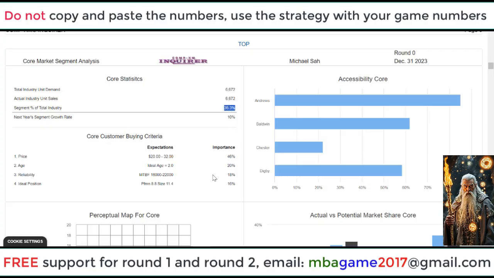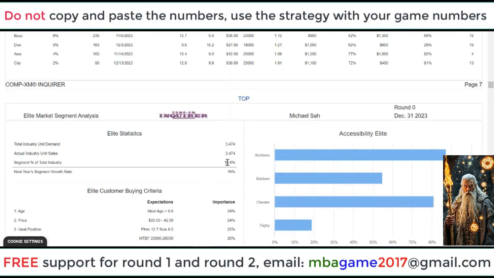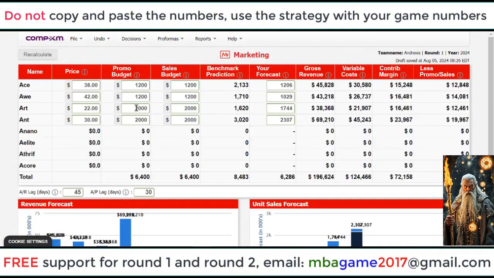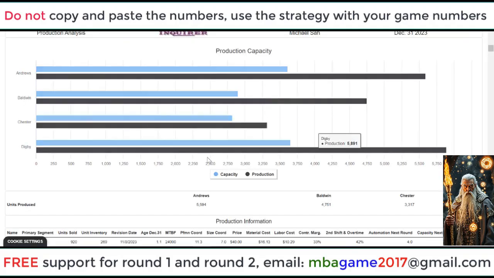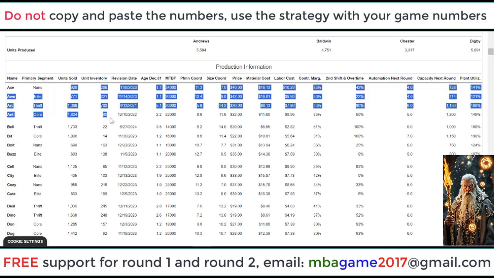Tip 8. Plan production and buy capacity wisely. Once you have your sales forecast, go to production and set the number of units to produce: sales forecast minus inventory, plus 10%. If you're launching a new product, don't forget to purchase capacity. Set the automation levels around 4.0 to 6.5 for new products. Automation reduces labor cost in later rounds, but be careful, it also reduces flexibility.